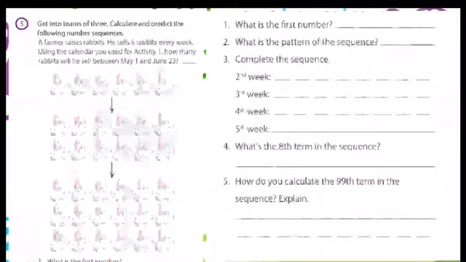You have to see how many he started with. Question number 1, what is the first number that he started with? What is the pattern of this sequence? And complete the sequence according to the weeks. On second week how much, third week how much, fourth and fifth. Number 4 says what's the 8th term in the sequence? What is the result of the 8th position? Number 5, how do you calculate the 99th term in the sequence? So you have to see in an easy way how can you find out the number of the 99th term.